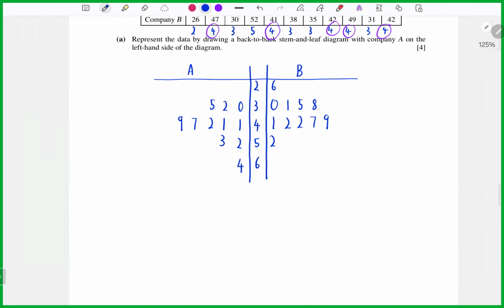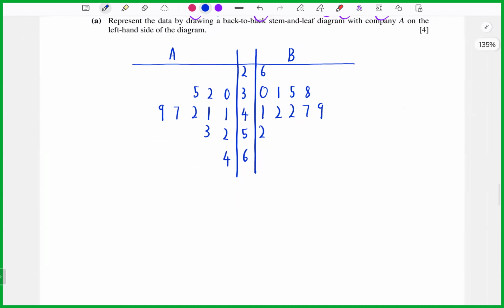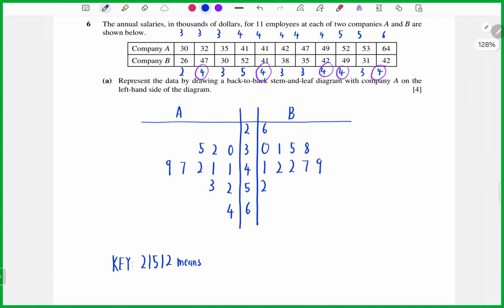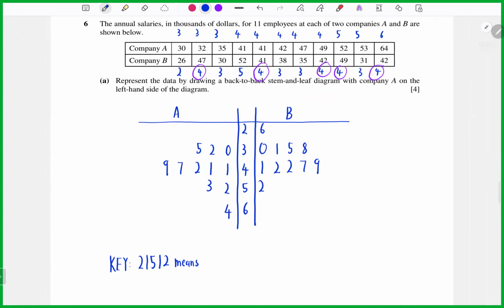And lastly, please don't forget to write the key. Make sure to write the key here. You can write 2 stroke 5 stroke 2 means 52 thousand dollars for A.